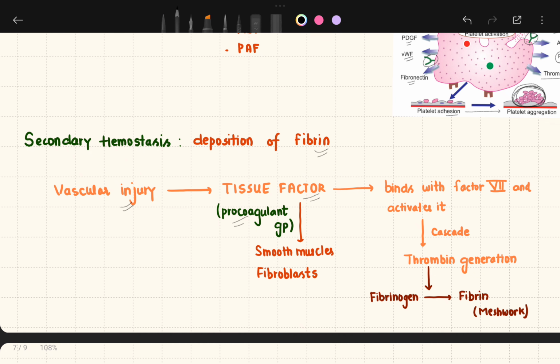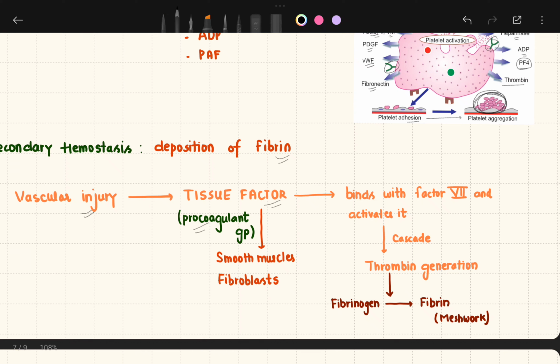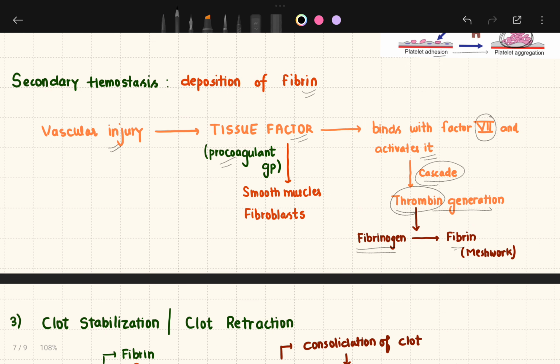Basically, smooth muscle cells or fibroblast cells bind with factor 7 and activate it via the cascade. We will study this coagulation cascade later in this video. It leads to generation of thrombin. This thrombin will activate fibrinogen to fibrin. So this is the process that we'll study in detail.